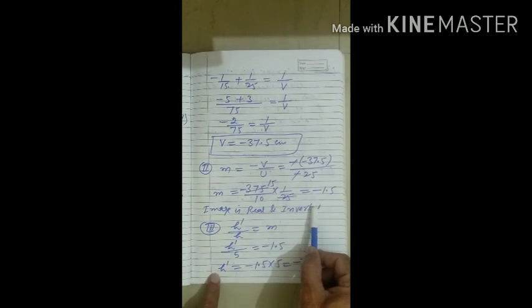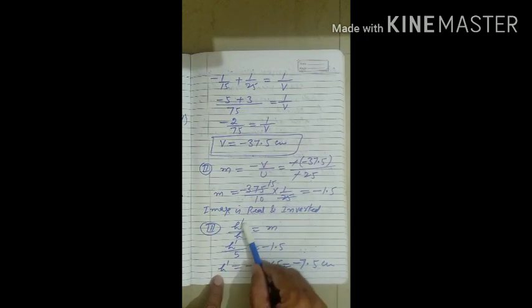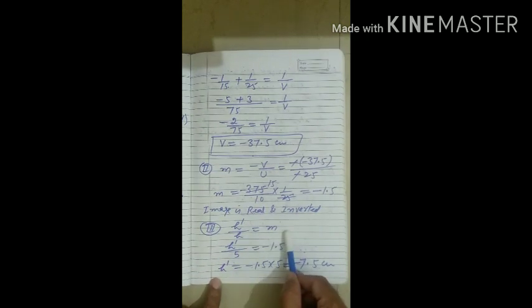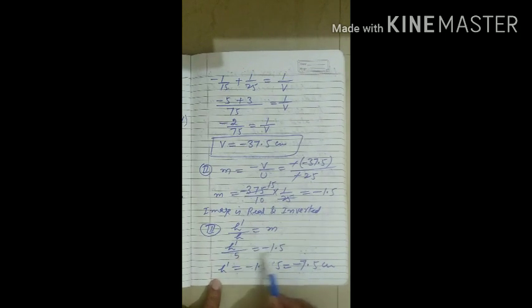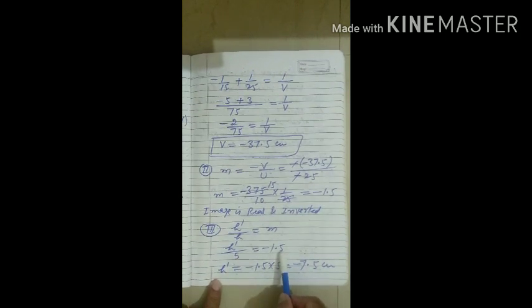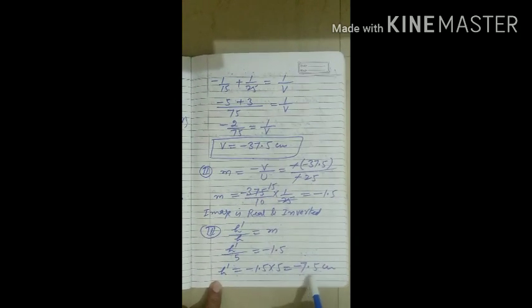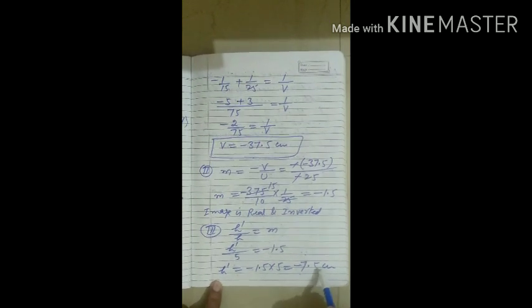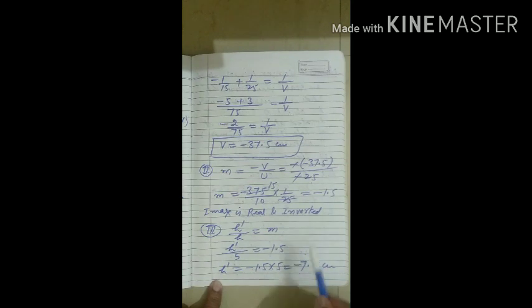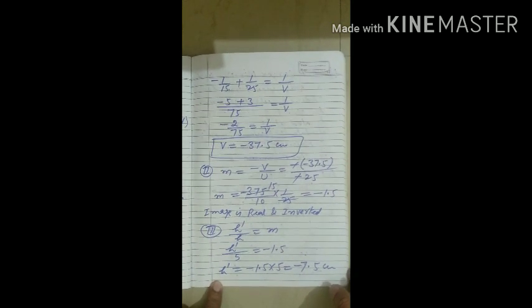Now, we want to find out the third part, that is the size of image. Size of image, h dash upon h is equal to m. Or h dash divided by size of object, which was 5, is equal to minus 1.5. On multiplication, h dash is equal to minus 1.5 into 5, which comes out to be minus 7.5 centimeter. That means the size of the image is minus 7.5 centimeter. Negative is only highlighting that the image is real and inverted.